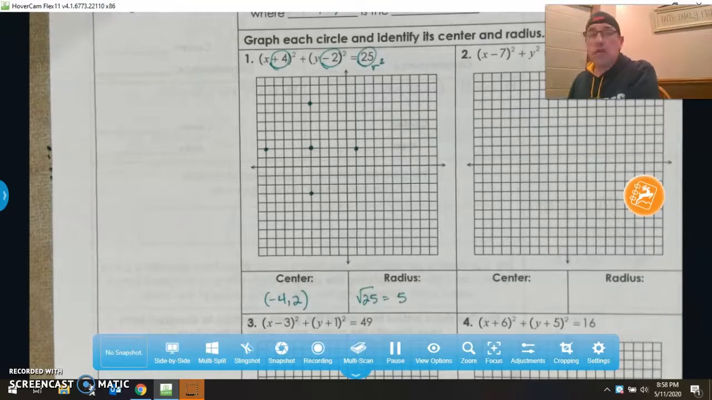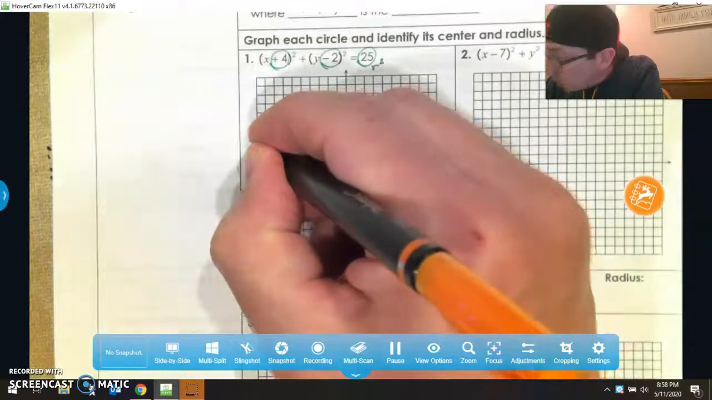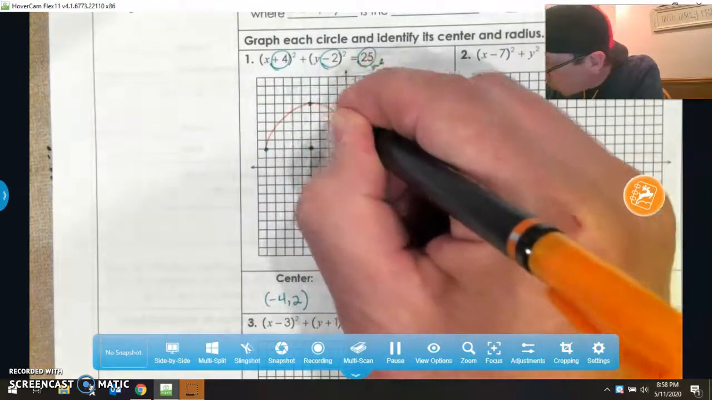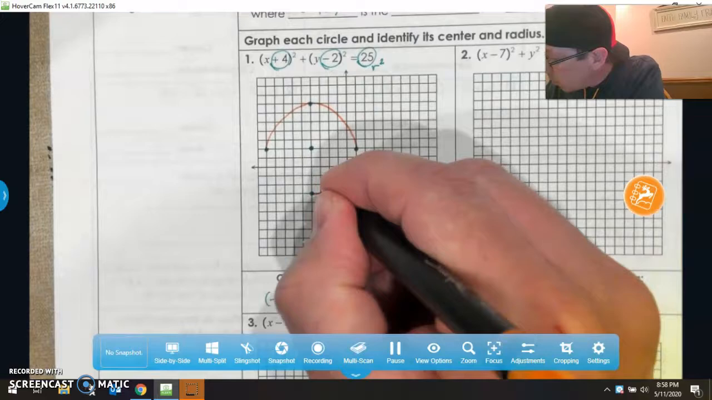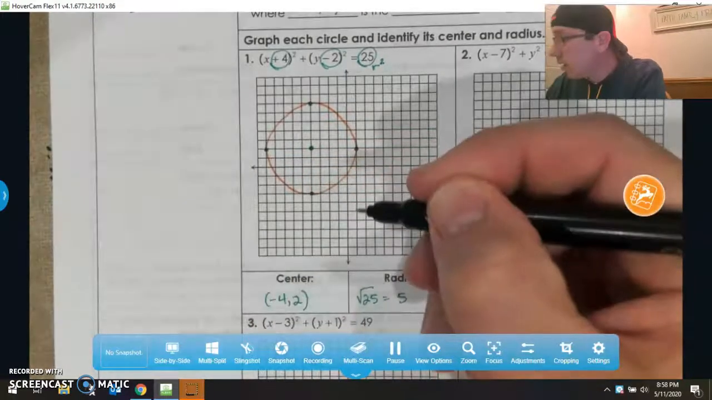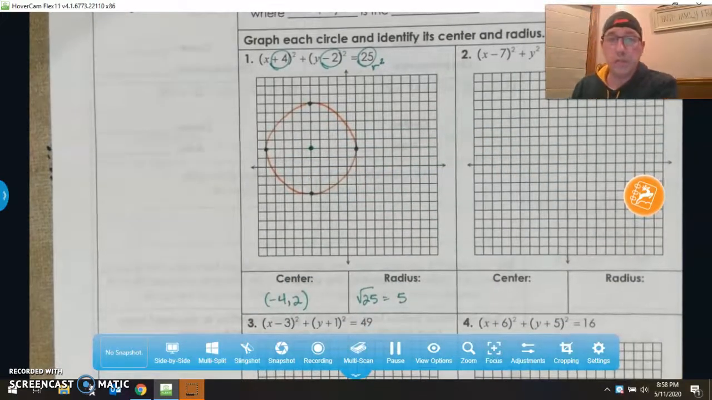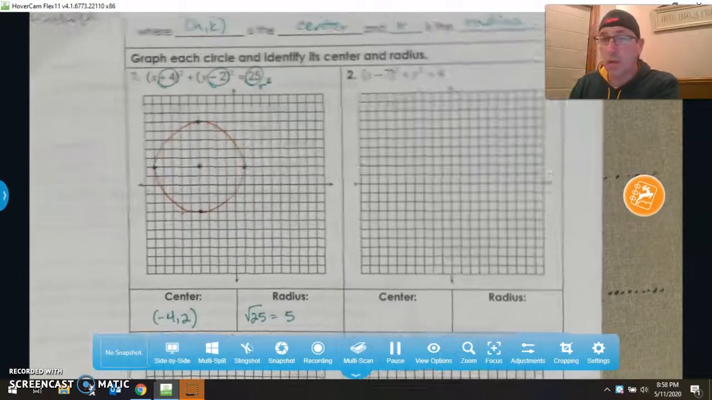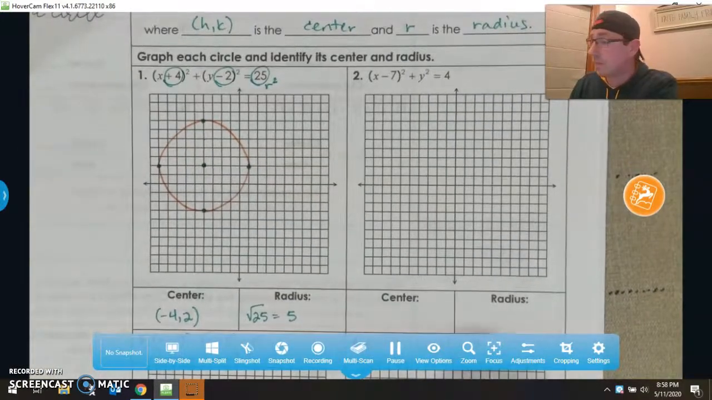That's the easiest way to graph any circle. Find your radius and plot it, and then do your best to draw a circle. Now it's probably not going to look very good. It actually doesn't look too bad.